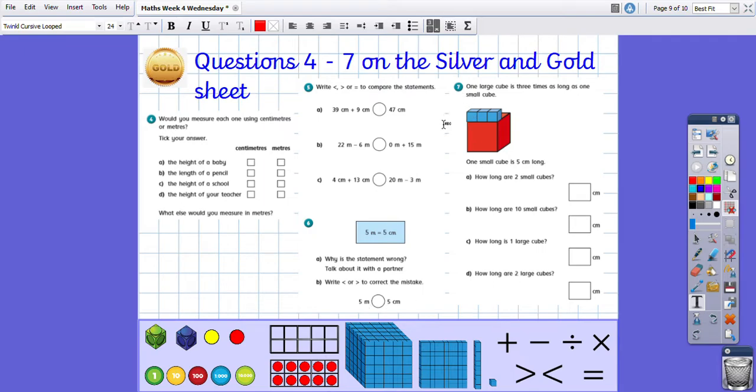And question 7, it says 1 large cube is 3 times as long as 1 small cube, and you need to answer these questions by writing the correct centimetres in the boxes.